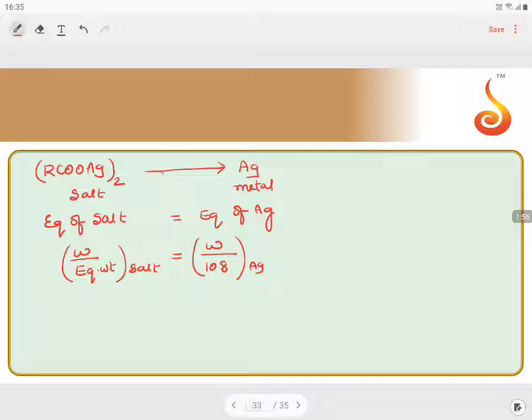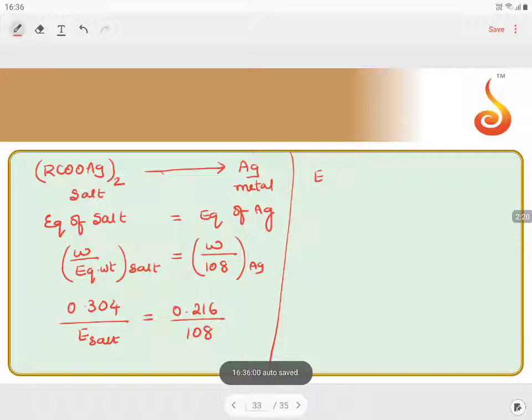Now in the question, it is given that the weight of the salt is equal to 0.304. Let us take the equivalent weight of the salt, E salt, which is equal to 0.216 by 108. The decimal can be removed. This is nearly 2 times. So from this, what we can get is the equivalent weight of the salt, which is equal to 152. This is the equivalent weight of salt.